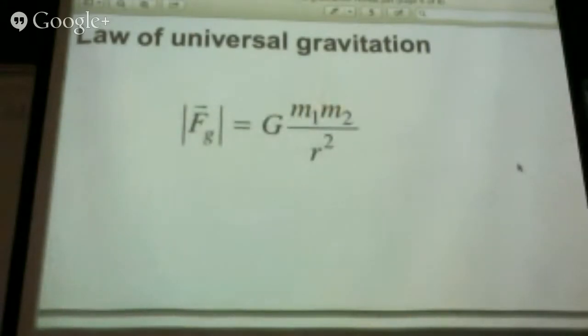Proportional means we can multiply by some constant. The constant here is capital G. The number for that's on your green sheets: 6.67 times 10 to the negative 11th Newton meters squared per kilogram squared, or maybe the units on that. That's the universal gravitational constant. As far as we can tell, it works everywhere in the universe. Everything attracts everything else.